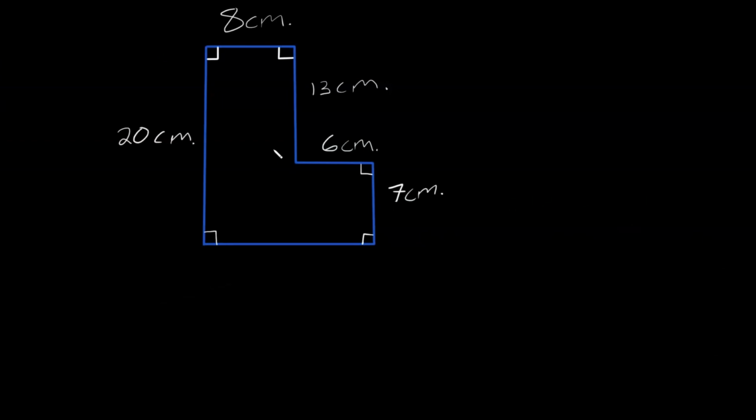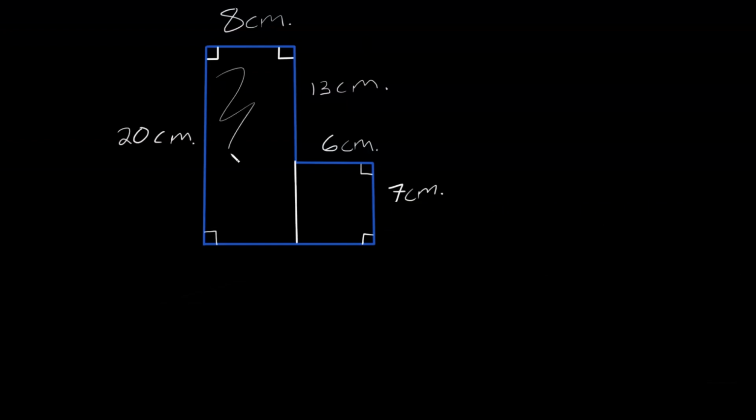So for instance, here we can divide this shape, which is pretty hard to find the area of just looking at it. We can divide this into two different rectangles, right? Because now we have a 6 by 7 rectangle and an 8 by 20 rectangle. So all we need to do to find the area of this whole thing is to just find the area of these individual rectangles and then add them up.